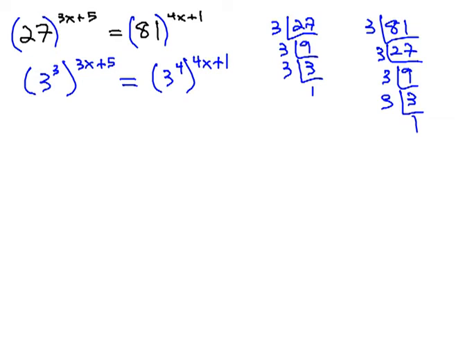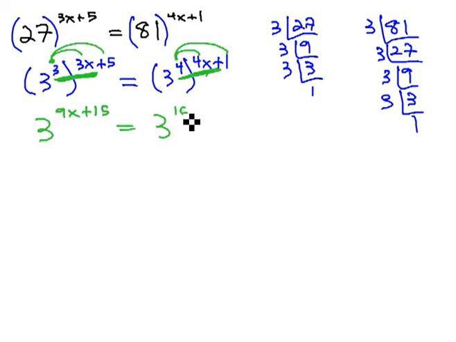Now we can use an exponent property to combine our exponents together. You may recall when we're going through parentheses, we have to multiply those exponents. Be careful as we do. We want to multiply the 3 by both terms. So we have 3 to the 9x plus 15 equals, multiply the 4 by both terms, 3 to the 16x plus 4.